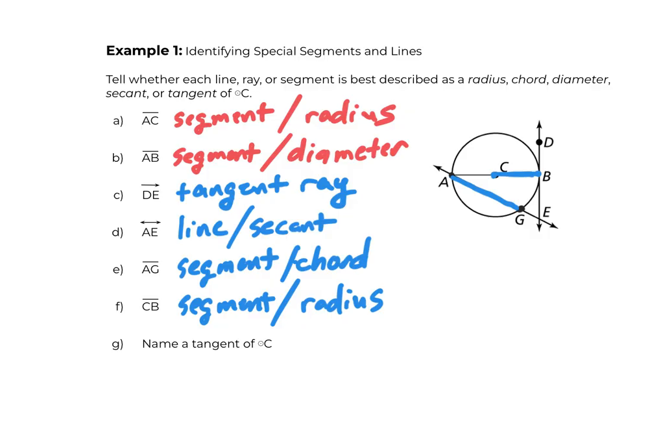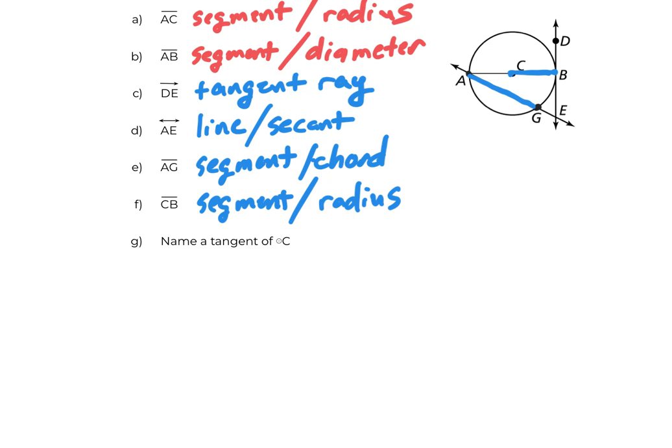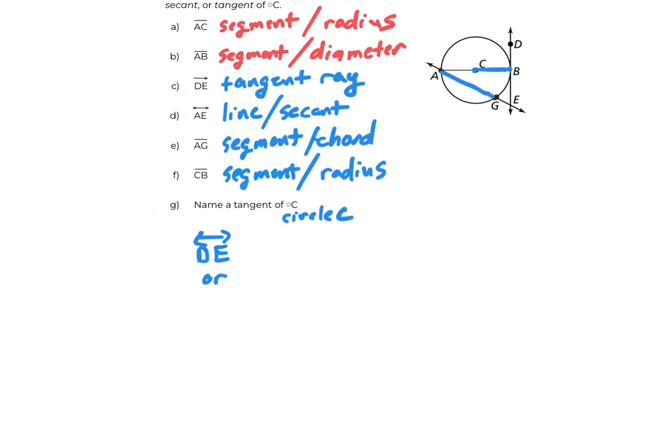Okay, name a tangent of circle C. Just remember we call this circle C. So when I read that out loud, we're calling it circle C. And there's a lot of different ways I could name this. This piece right here could be named a lot of different ways. Easiest way to name it would be line DE. Or I could call it ray ED.